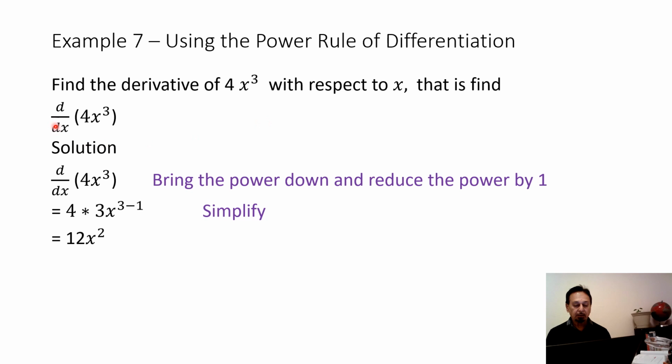So let's find the derivative of 4x cubed with respect to x. That is, find d over dx of 4x cubed. So it will be 4 times, bring the power down, 3, multiply with the 4, and subtract 1 from 3. Now simplify: 4 times 3 is 12, and 3 minus 1 is 2. So the answer is 12x squared.